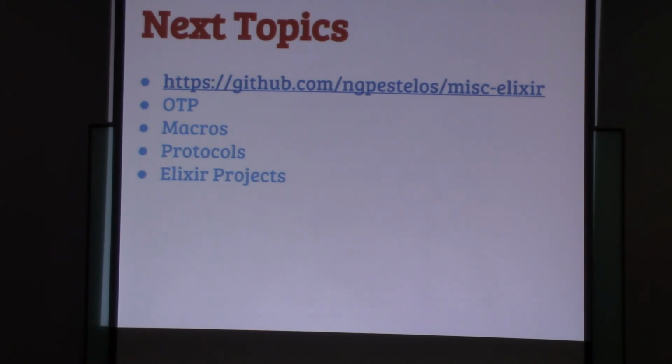And also, what are projects built on Elixir? There's a web framework called Dynamo. So far, that's the only one I know. And I'm also reading the book called Programming Elixir. It's from Pragmatic Programmers. You might want to check that out. Thank you.